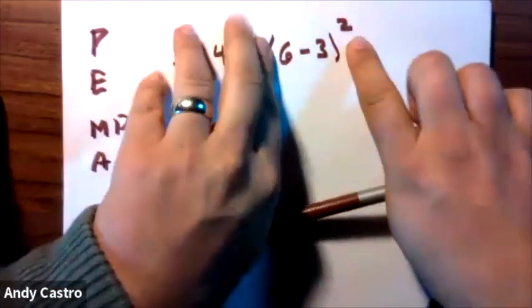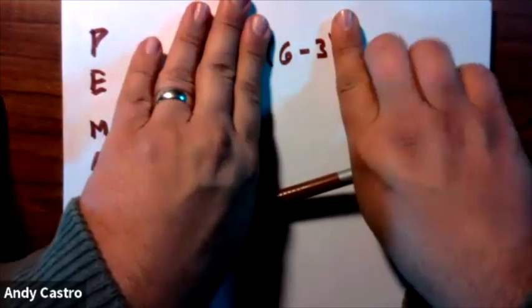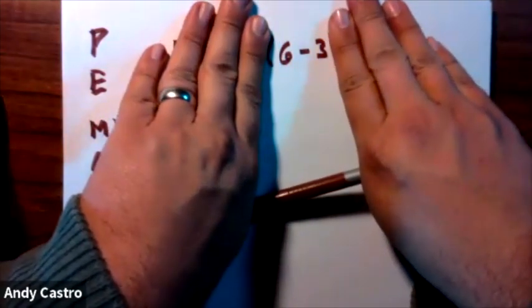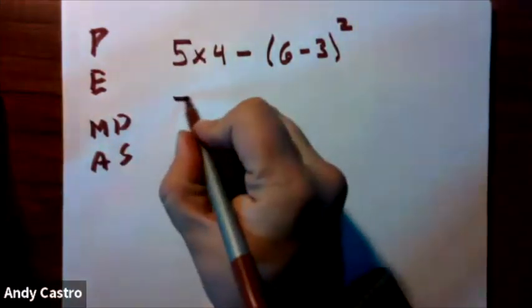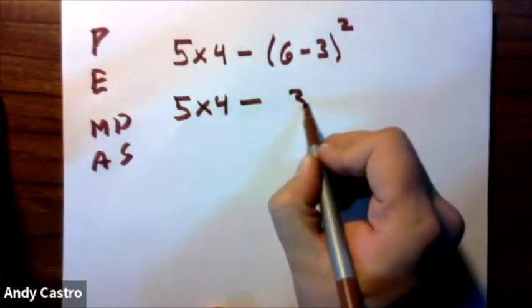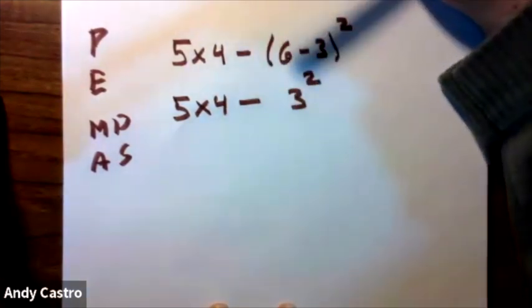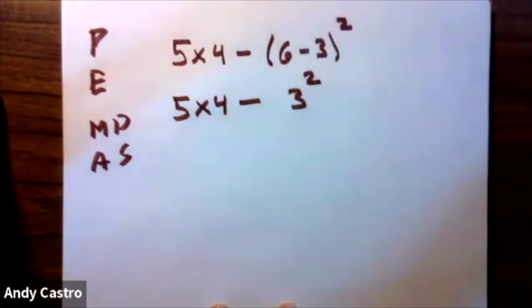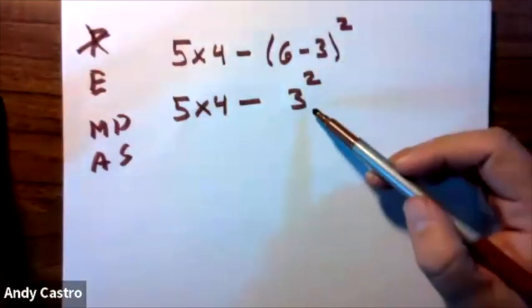I look inside. I know I have an exponent here, but I'm not doing exponents yet. I'm ignoring everything else, only looking at what's inside the parentheses. That's 6 minus 3. So I've got 5 times 4 minus 6 minus 3 is 3, and that's raised to the second power. Make sure I wrote that down correctly. Yep, second power.